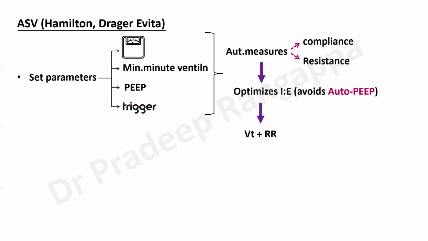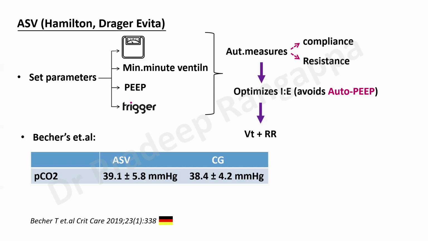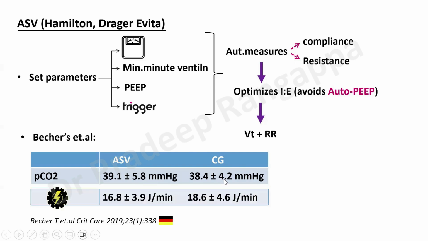So is there clinical evidence? Yes, there was a study that came from Germany. This was Bichers et al., where they had an adaptive support ventilation group and a control group in ARDS. And as you see, the CO2s were similar. But when they looked at mechanical power, it was significantly less in adaptive support ventilation. It was 16 joules as opposed to 18.6 joules in the conventional group.